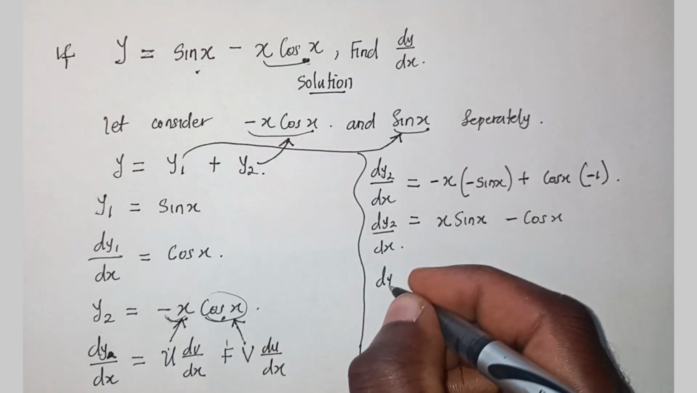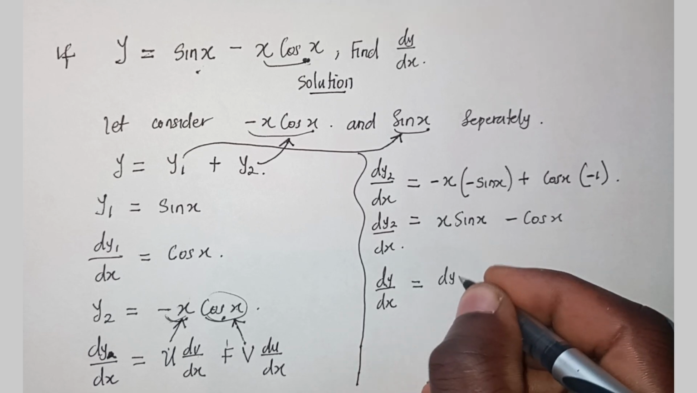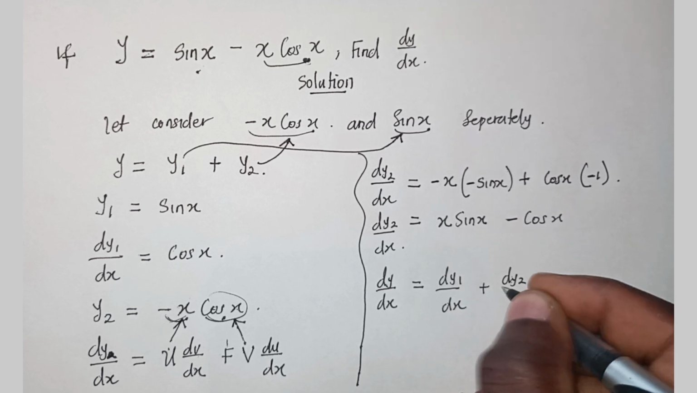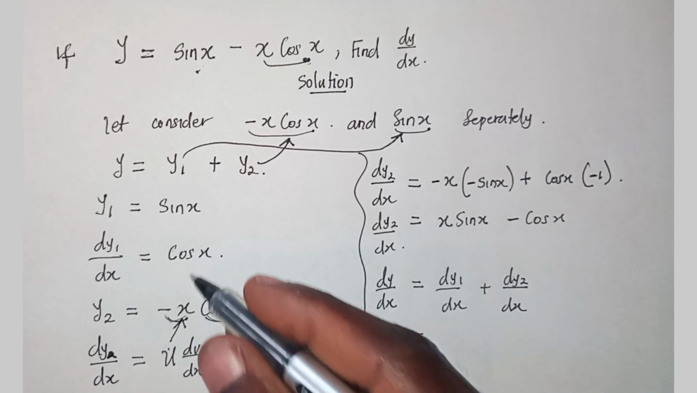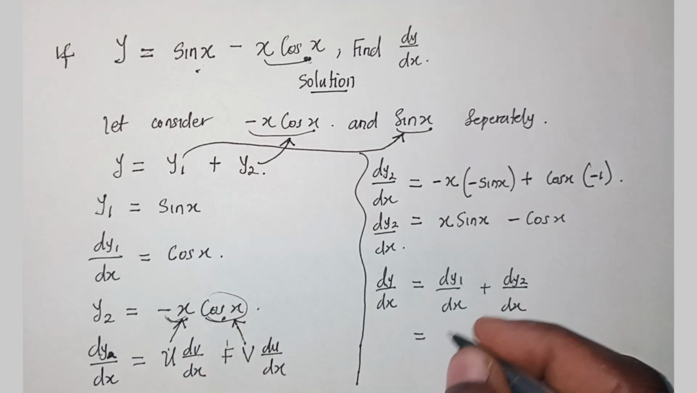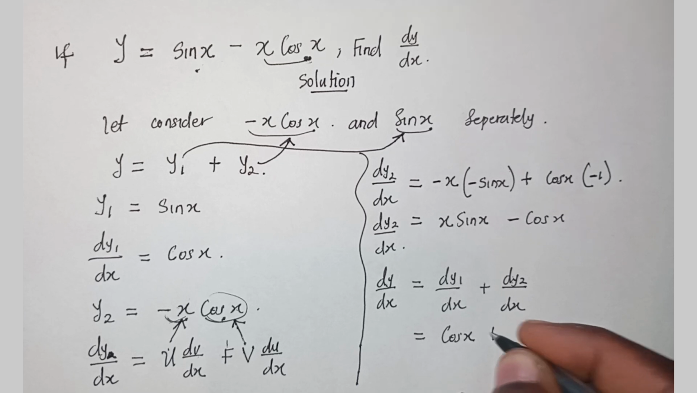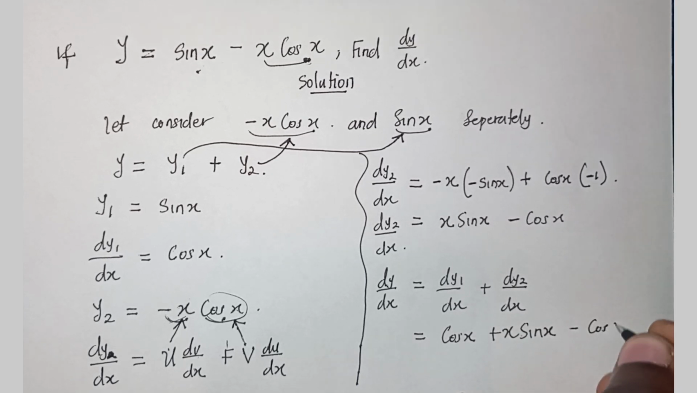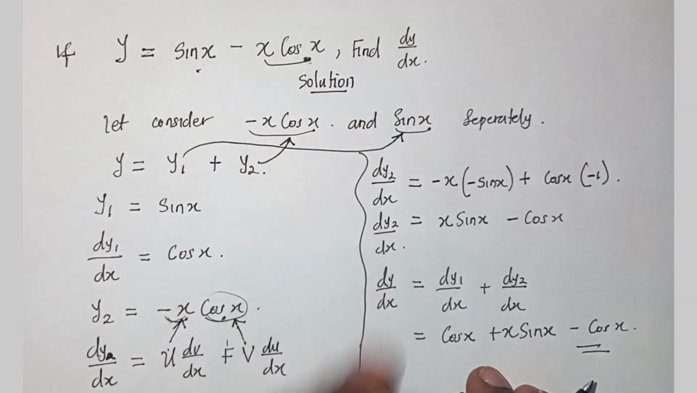To now differentiate, the real dy/dx will be equal to dy1/dx plus dy2/dx, which is now equal to, what's our dy1/dx? That is cos x, plus dy2/dx, which is x sin x minus cos x. Final answer. So all you need to do is just follow this method.